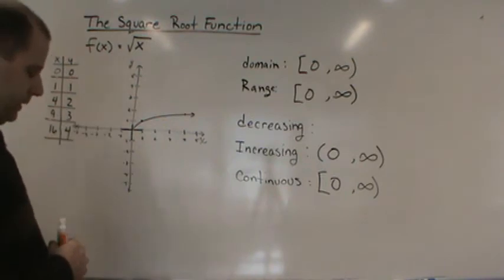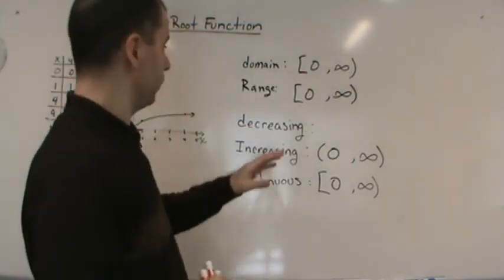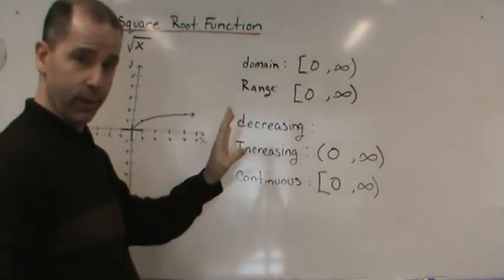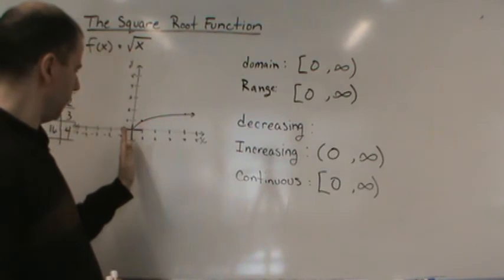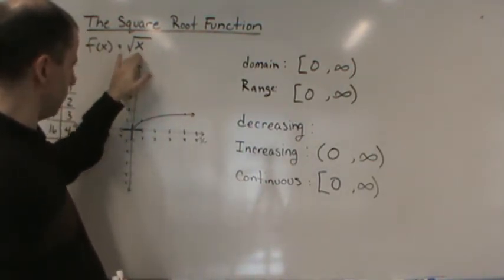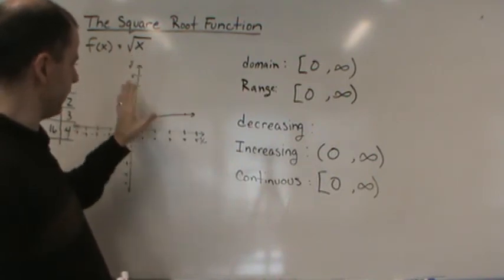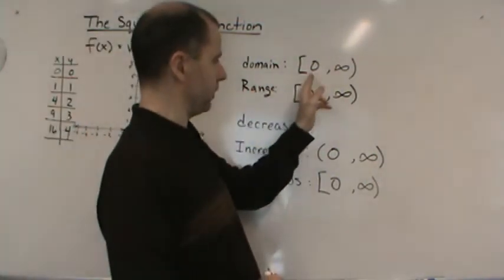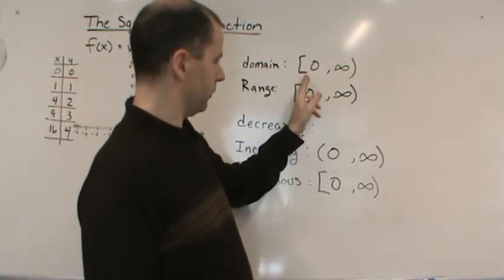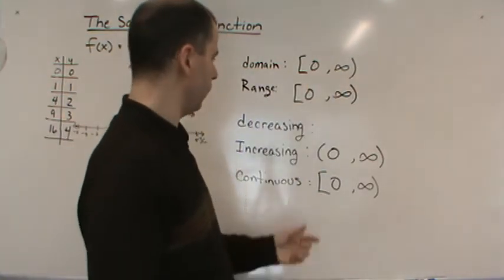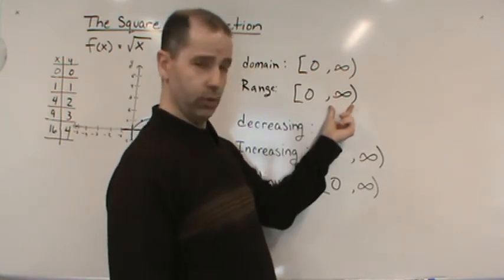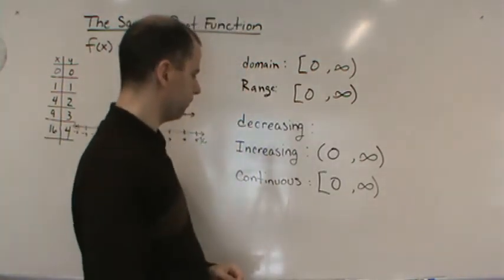Now, what about the characteristics here? The first characteristic is the domain, and again, this goes back to what we've talked about before: the domain is all values of x that can go into this function. If you look at the graph, you'll see that the domain is all non-negative values of x, so we include 0 up to positive infinity. That also means the range has to be the same, 0 to positive infinity, in this case.